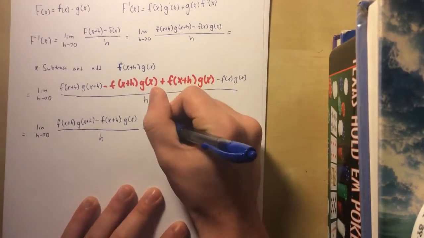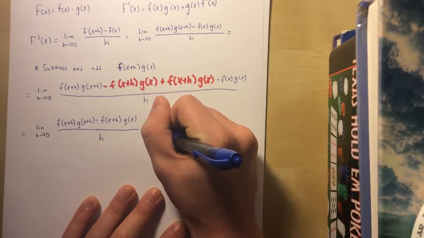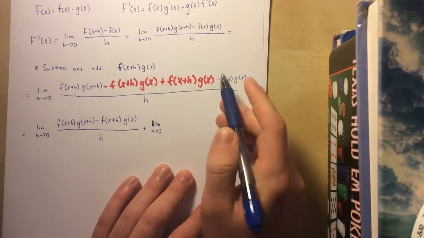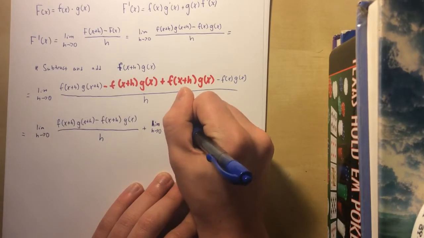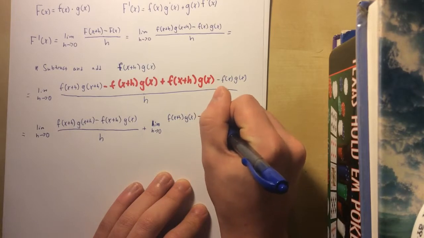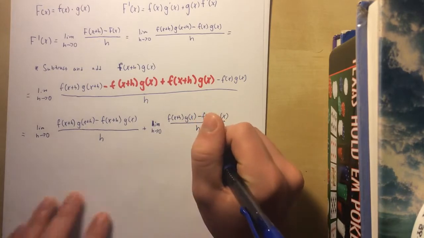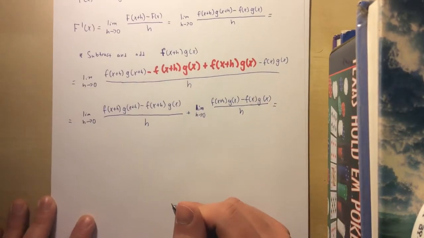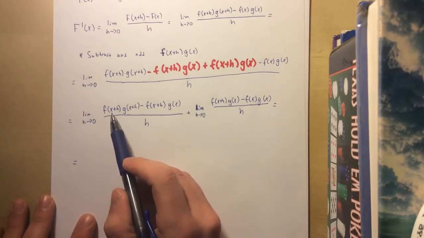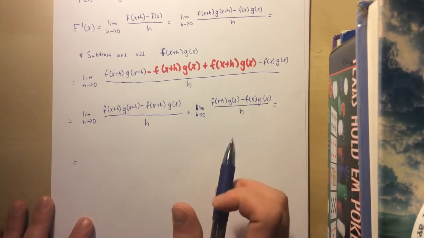plus the limit as h approaches 0 of this second half of the term, so f of x plus h times g of x minus f of x times g of x, and all of that is going to be over h. And now let's see what happens once I factor out an f of x plus h on this left term, and I'm going to factor out a g of x on this right term.